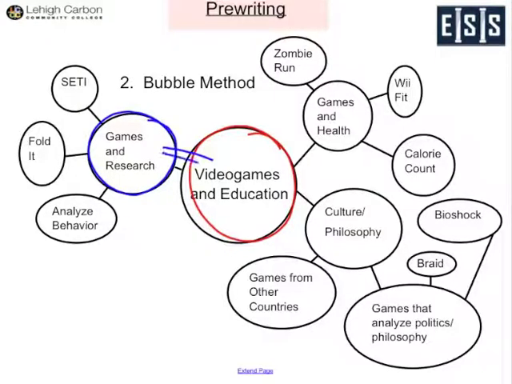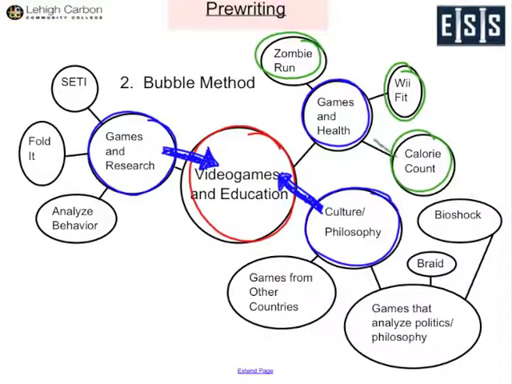And that supports the idea that video games are useful as an educational tool. Similarly, culture and philosophy, the idea of games being used to understand other cultures, that is strong support for the idea that video games are a good educational tool. So these bubbles around the outside of our main bubble all support that main bubble and relate to that main bubble. Similarly, the bubbles around these outer bubbles are also, in turn, supports for those ideas.